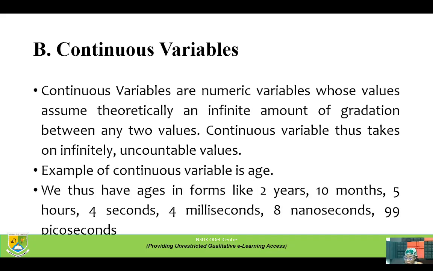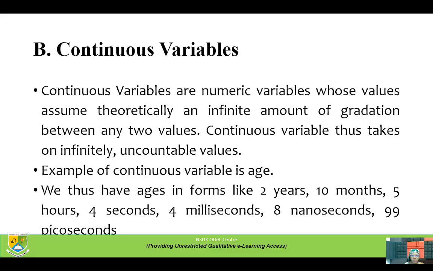On the other hand, continuous variables, which are the other type of quantitative variable, can be anything that can be measured, likes of distance, speed, weight, and so on. So continuous variables are numerical variables whose values assume theoretically an infinite amount of gradation between any two values. Continuous variables thus take on infinitely uncountable values.